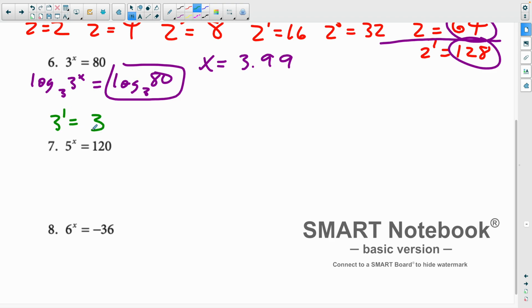3. What's 3 squared? 9. What's 3 cubed? 81. You skipped one. 27. All right. 3 times 3 is 9, times another 3 is 27, and then 3 to the 4th power is 81. Did you do that by going 27 times 3?